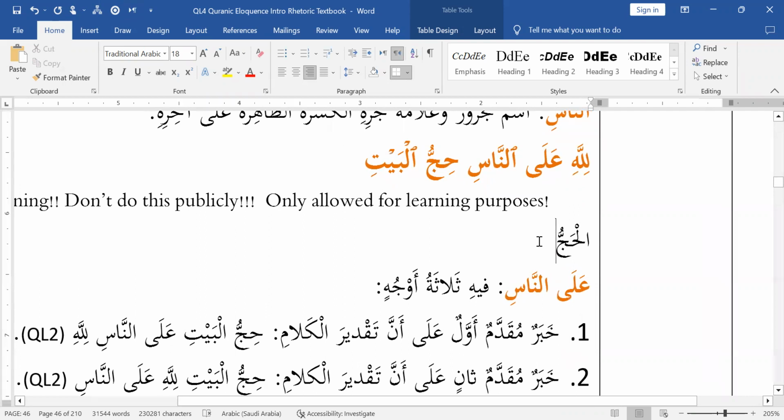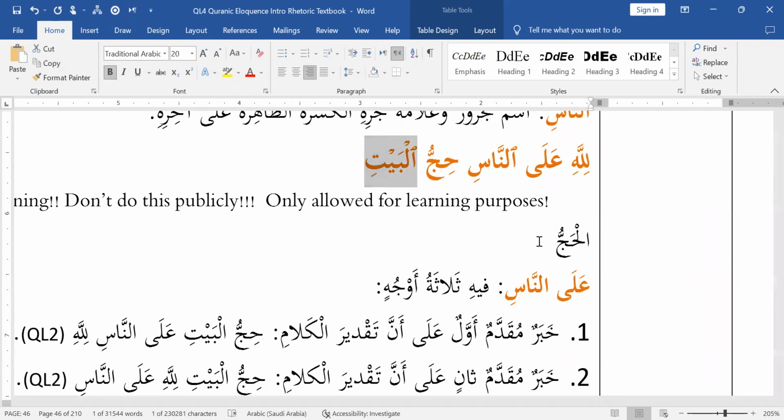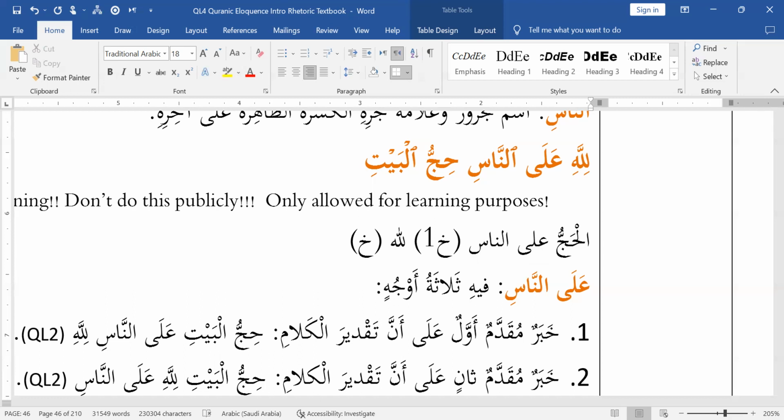So al-hajj is mubtada. Notice that instead of hijjul bayt, I'm just going to shorten it to al-hajj, meaning the hajj. And you can say ala nasi lillahi. Okay, so al-hajj is mubtada, then ala nas is khabar awwal. Khabar awwal, I'm going to call it kha one. And lillahi is khabar thanin, and I'm going to call it kha two. Okay, that's one way to reorganize the syntax.